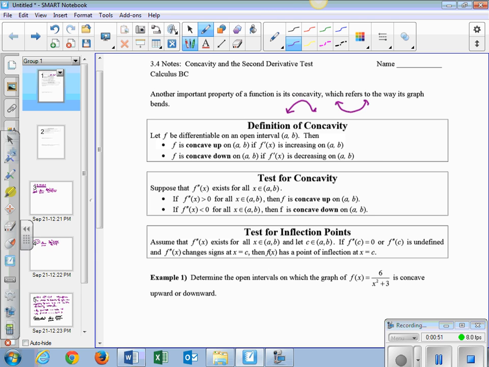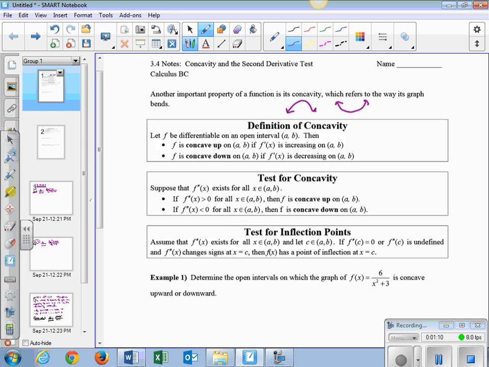concave up or down. So a definition of concavity here says let f be differentiable on an open interval from a to b, then f is concave up on that interval a to b if the first derivative is increasing on that interval, and it'll be concave down if that first derivative is decreasing on the interval.